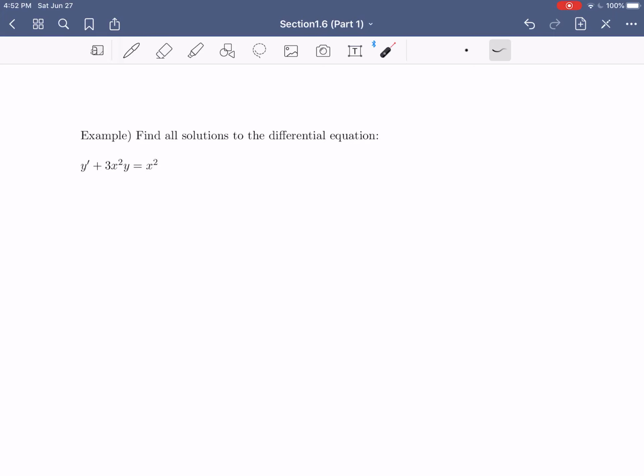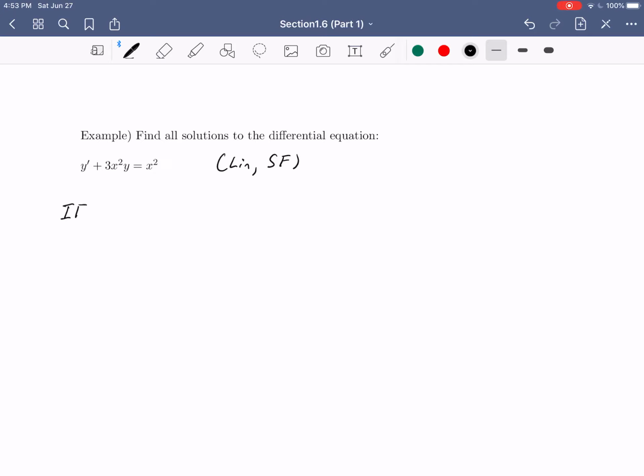For our first one, we're going to try to find all the solutions to this differential equation: y prime plus 3x squared y equals x squared. Notice, even if we weren't in section 1.6, we would recognize this as linear: y prime and y, no functions of the dependent variable or any of its derivatives, and the derivative and the dependent variable show up in separate terms. So this is linear, and it is already in standard form, because there's our p of x, there's our q of x. So we can immediately move into our technique.